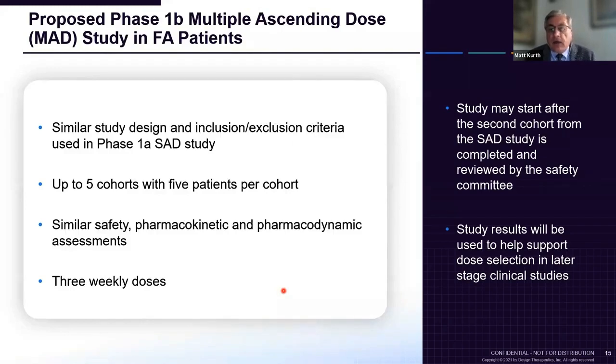The inclusion criteria and exclusion criteria should be very similar, and similar pharmacokinetic and pharmacodynamic assessments will be considered and performed. Initially, the proposal is for 3 weekly doses, so that the study will take approximately 3 to 5 weeks to complete. And it is this dosing that will allow us to determine what might be an appropriate set of doses to be used moving forward into the next set of studies where we will look for real clinical benefit in the phase 2 program.